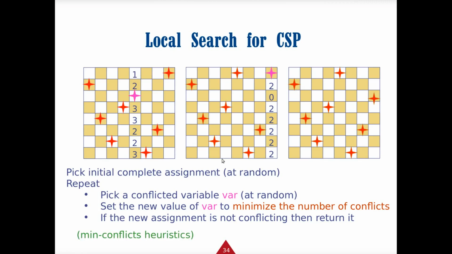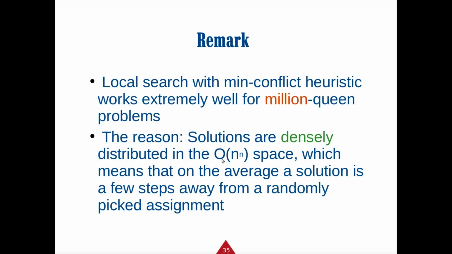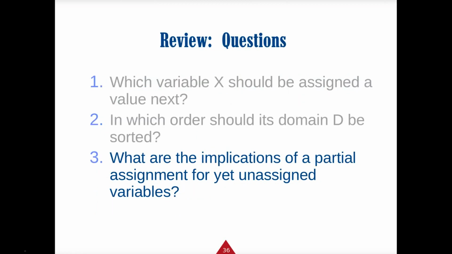And this is called a min-conflicts heuristic. And so local search with a min-conflicts heuristic works extremely well for million queens problems. The reason is that solutions are densely distributed in the M and N space, which means on average the solution is a few steps away from a randomly picked assignment. So basically it's saying randomly put the values out there, then fix the ones as you go along. And so we've answered the first 2 questions.